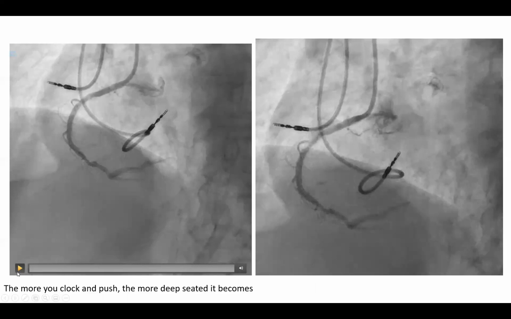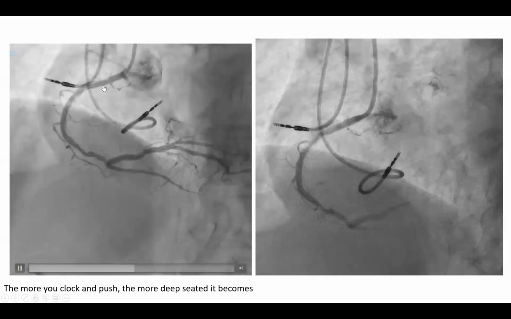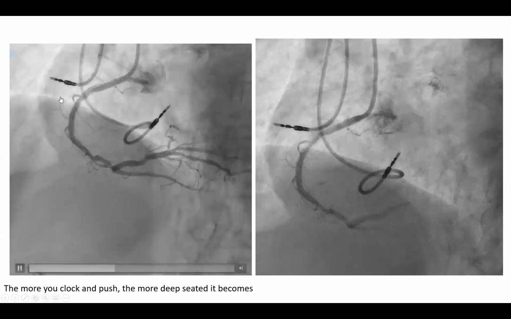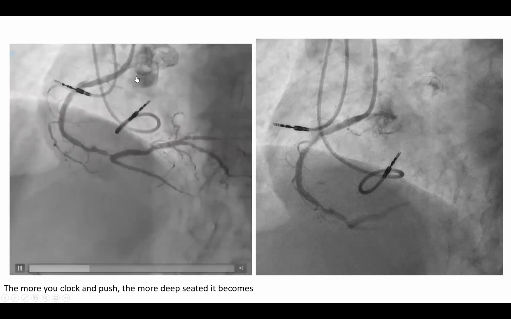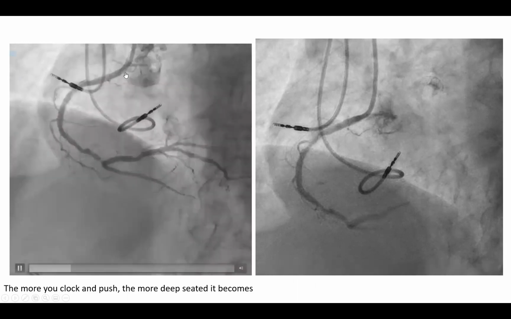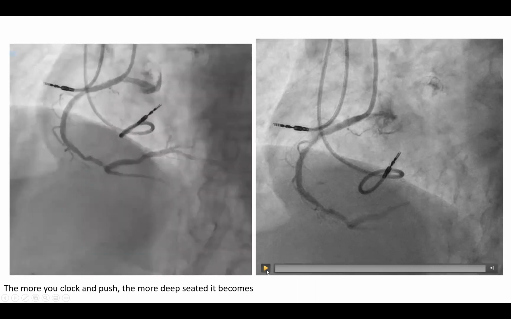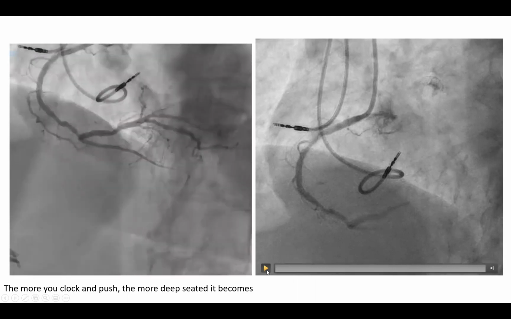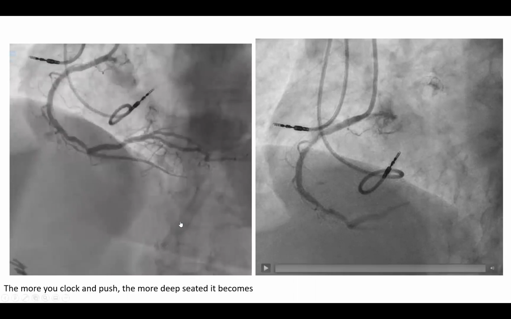This is a case of an Ikari right 1.5. Deep-seated. This is what can happen. I want to show you that. It created a dissection. It's an aggressive guide, so be careful with it. When you're deep-seated in a power position with Ikari right and with Amplatz left, you can create a dissection.